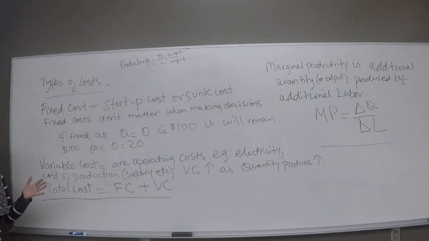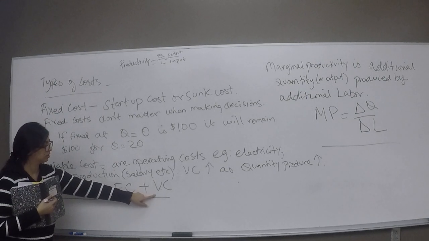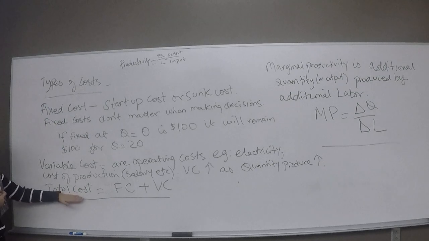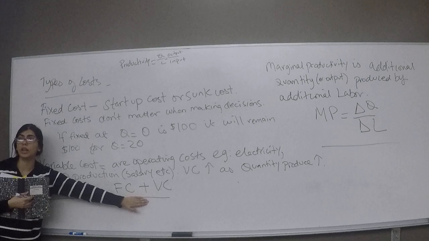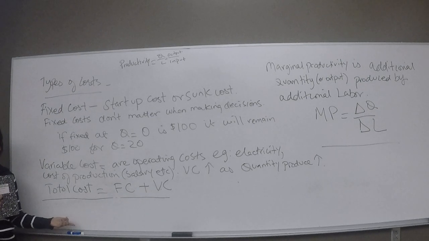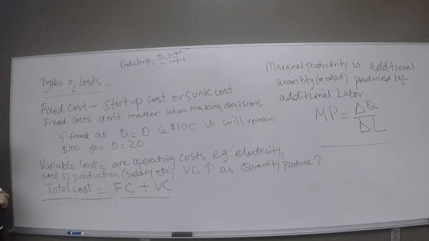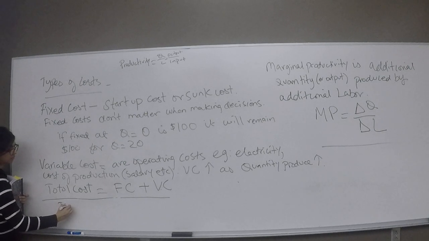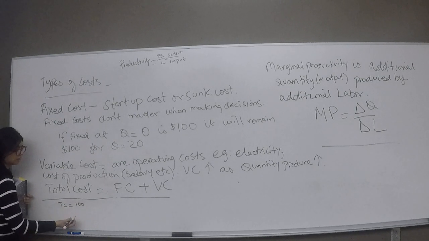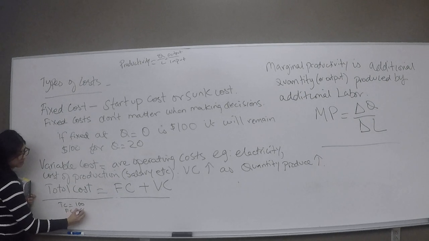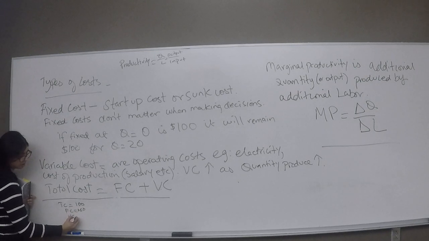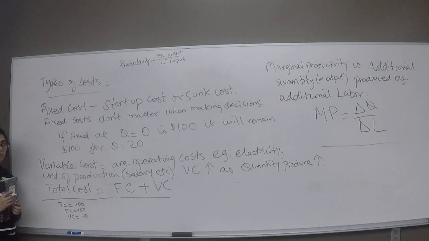So if on the quiz I give you total cost and I give you fixed cost, and you have to figure out variable cost, you can do that, right? By using this formula. So if I say total cost is equal to 100 and fixed cost is equal to $60, what's the variable cost? 40, right? Using this equation, you know that.